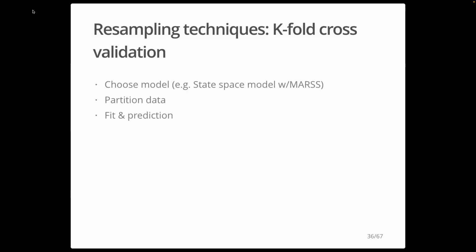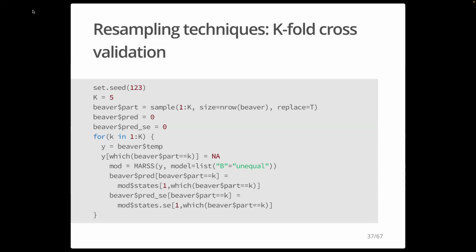We can take any model that we want to. In this case, I'm going to use a state space model with MARS. That's the first step. We could alternatively use a GAM or anything else that you wanted to use. Second step, we're going to partition the data into the folds, and then we'll do the fit and prediction steps. In this case, we're just going to brute force this in a loop. There are probably more effective ways to do this, but we'll specify that we're going to use 5 partitions. Our data points are randomly assigned to one of those 5 partitions.